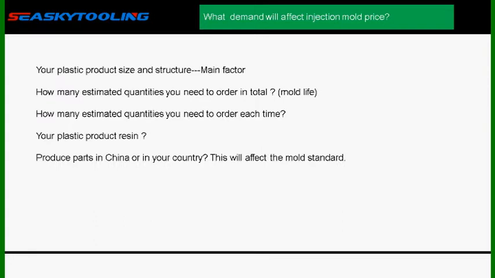What demand will affect plastic injection mold price? It is your plastic product size and structure. How many estimated quantities you need to order in total? How many estimated quantities you need to order each time? Your plastic product resin. Produce parts in China or in your country. This will affect the model scale.